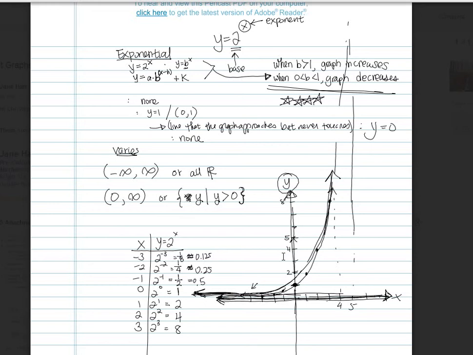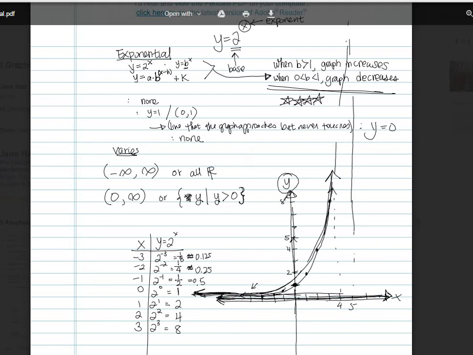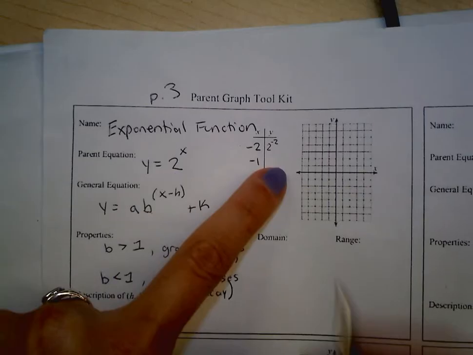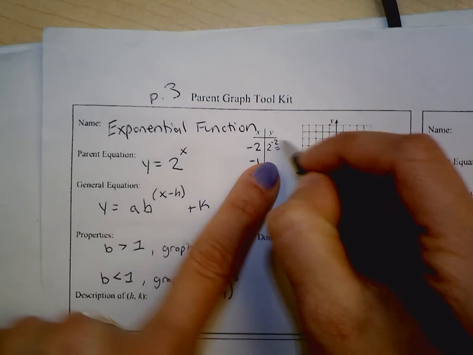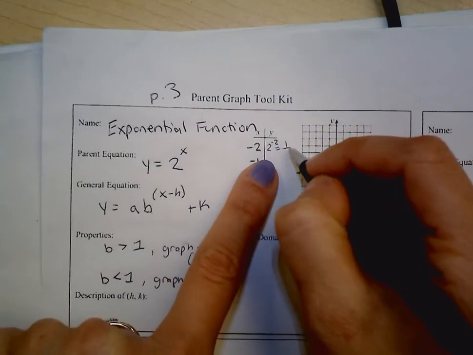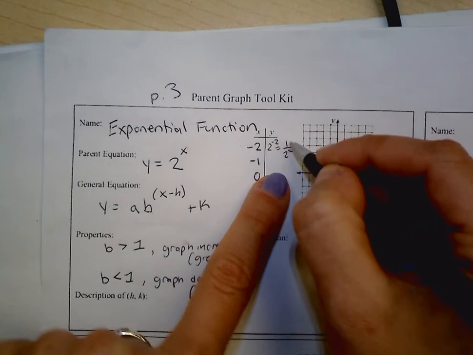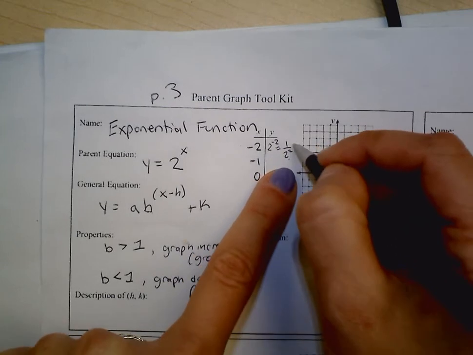I want to fill out my table here. So if I'm plugging in values for x, I'm just going to say -2, -1, 0, 1, and 2. Now if I'm plugging in -2, that means I'm going to have for y 2 to the -2. Now 2 to the -2 is a negative exponent, so we flip it to the other side of the fraction and the exponent becomes positive. So 1 over 2 to the +2 becomes 1 over 4.